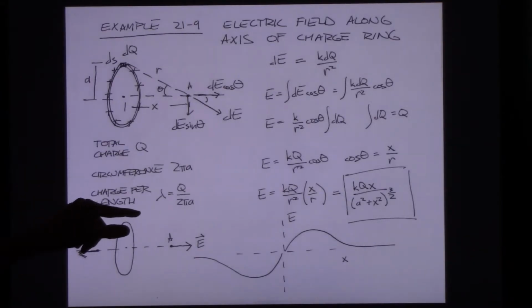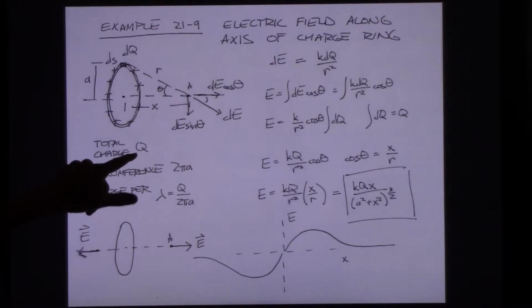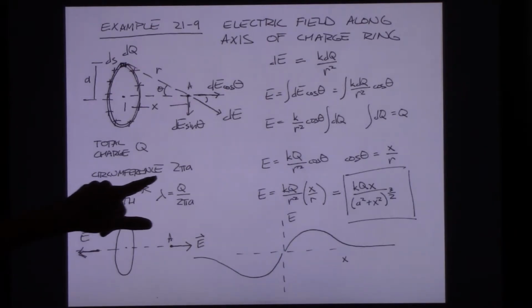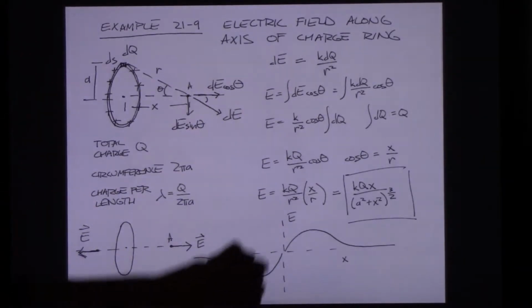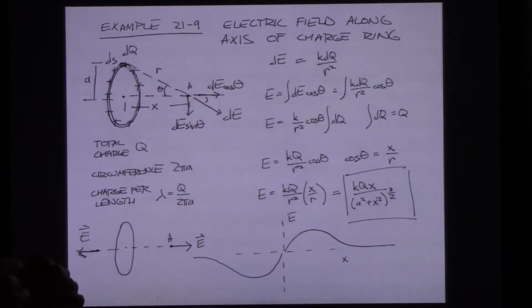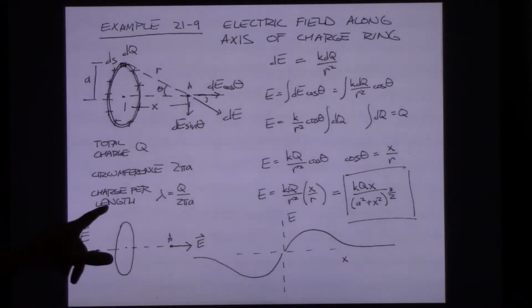I wrote a couple of things over here. I ended up not using them. The total charge here is q. The circumference is 2 pi a, and I wrote down the circumference because I was expecting to carry out an integration all the way around that would have had a circumference of 2 pi a. And then I also wrote down this value of charge per length.